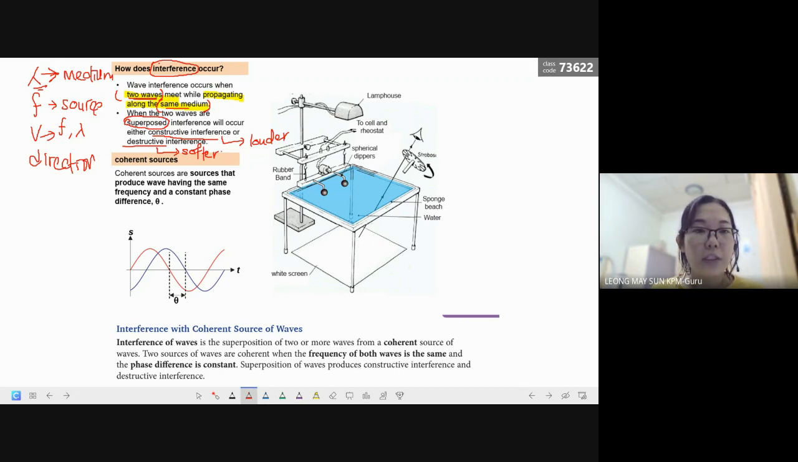So the condition for these two waves to interfere, to superimpose, is coherent sources. This is one thing that you guys have to take note of. Coherent sources are sources that produce waves having the same frequency and the same constant phase difference. What it means is that wave number one and wave number two will always be the same distance from each other. And the second one, it has to be the same frequency.